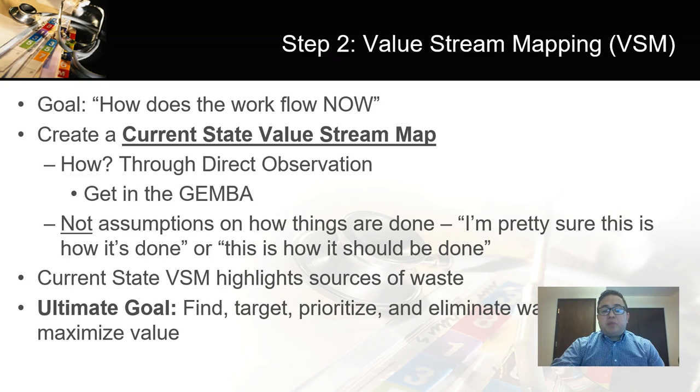Many times managers of processes have a lot of assumptions about how things should be done or how they think things are actually being done. And more often than not, we'll find out that things occur much differently upon direct observation. A key tenet of a current state value stream map is that waste is identified and called out in a thundercloud-like image called a sunburst. These are the areas of inspection process improvement initiatives will focus on, eliminating these wastes and maximizing the value for the patients.